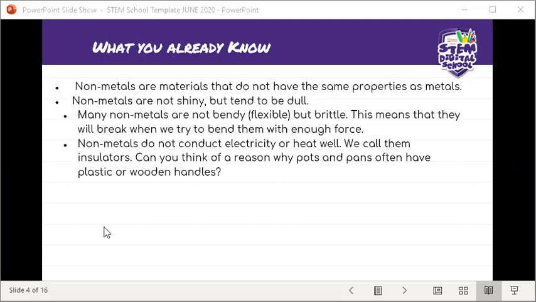So thank you, Yandisa, very much for that answer. So pans and pots often have plastic or wooden handles so that the heat from the stove should not radiate to our hands and burn us. Okay, so they act as insulators. Okay, so remember that metals are good conductors of heat and electricity, but when we have a plastic or wooden handle, it prevents us from burning. All right.